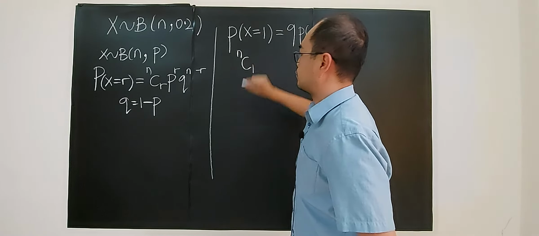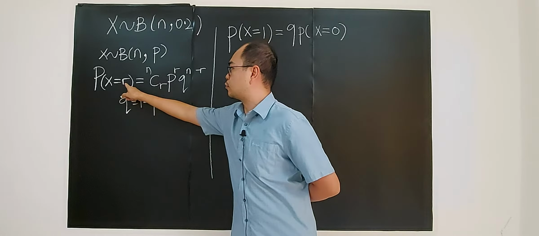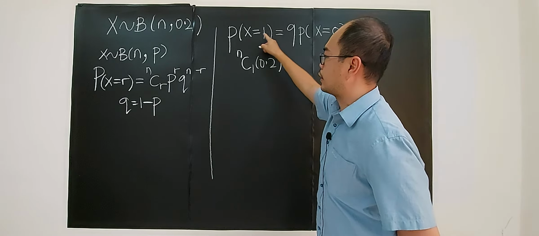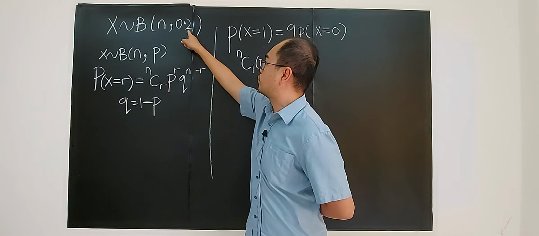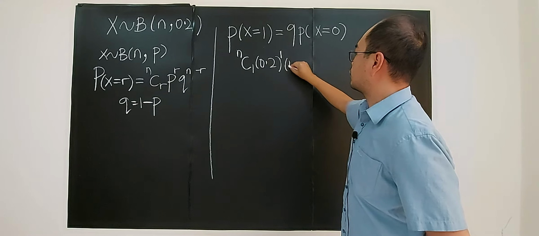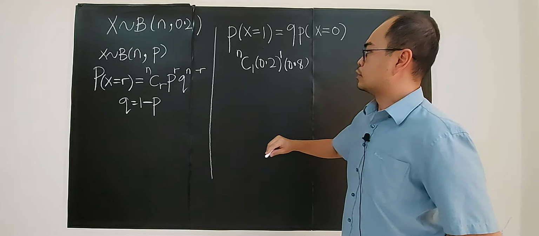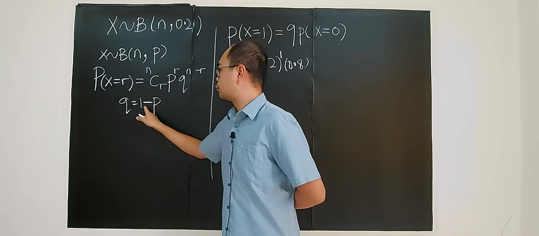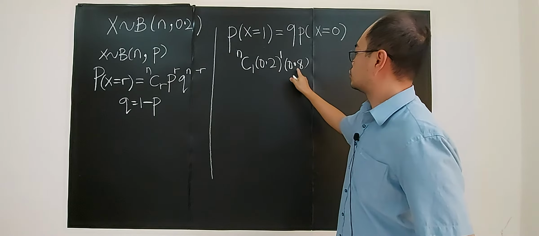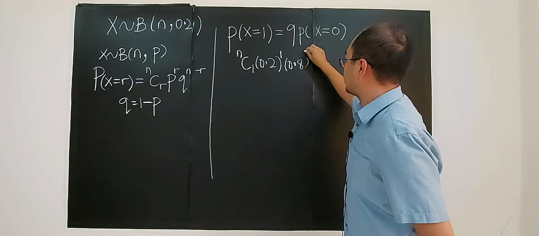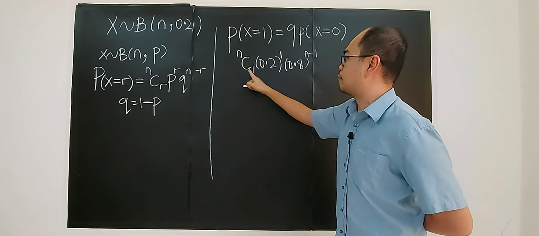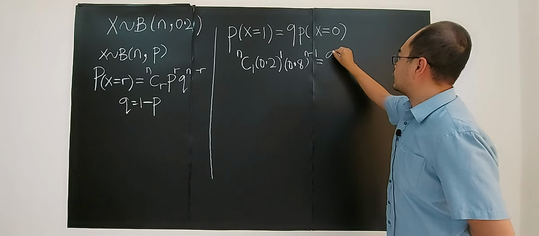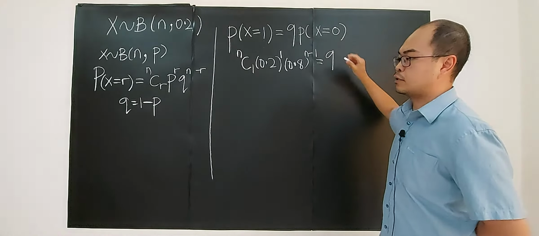So nC1, and p in this case is 0.2 to the power of r, which here is 1. Where does 0.8 come from? Because q is 1 minus the probability of success, which is 0.2, so 1 minus 0.2 gets 0.8. So for this you have n minus r, which is n minus 1. It equals 9 times the probability that Daniel does not win.